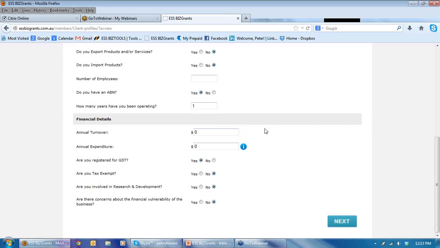Turnover, well, there are minimums and there are maximums. You're all undoubtedly aware of the research and development $20 million differentiation between whether it's a 45% potentially cash rebate on R&D expenditure or it's a 40% rebate to be taken into account in the tax calculation. But there are many other grants that have both minimum and maximum amounts.